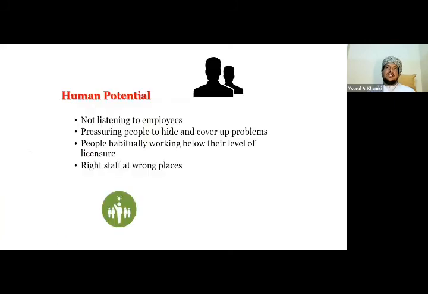Okay. Some authors focus on human potential as waste number 8. Tim Woods has 7 wastes. Human potential, like losing the people with intellectual thinking, the people who can provide their areas with ideas or new concepts, not listening to employees, people habitually working below their level of ability, or staff placed in the wrong places. This is considered to be waste as well, number 8, as stated by some authors.